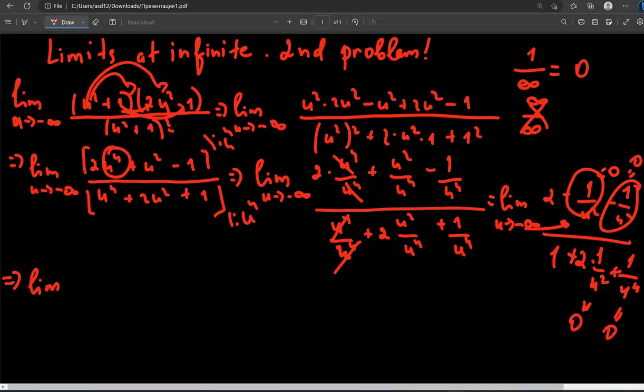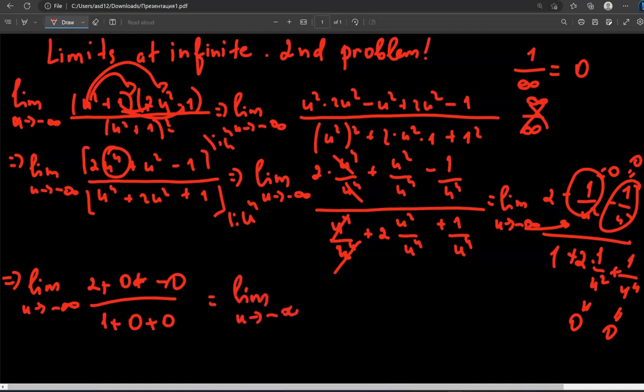So we have the limit as u approaches minus infinity of 2 plus 0 minus 0, divided by 1 plus 0 plus 0. The answer is just 2. So the limit as u approaches minus infinity of this expression is equal to 2.